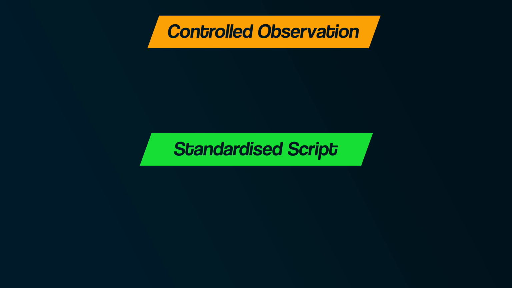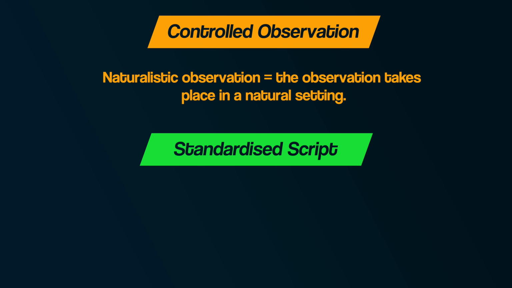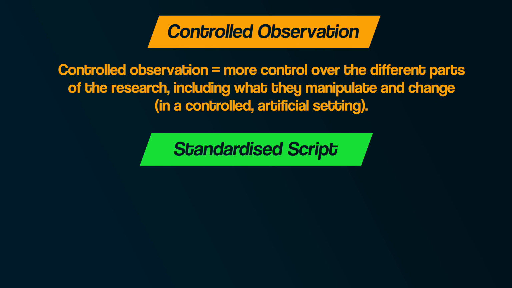Firstly, we need to remember what a controlled observation and standardized script are, and then secondly ask ourselves, why are they used? Why are they important? The opposite of a controlled observation is a naturalistic observation, where, as the name suggests, the observation takes place in a natural setting. In contrast, a controlled observation is much like a laboratory experiment in the sense that the researcher has much more control over the different parts of the research, including what they manipulate and change.